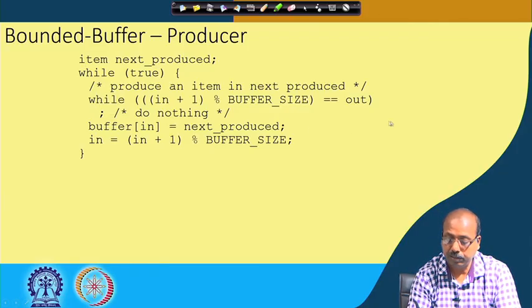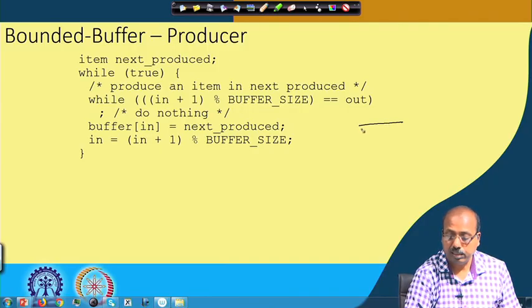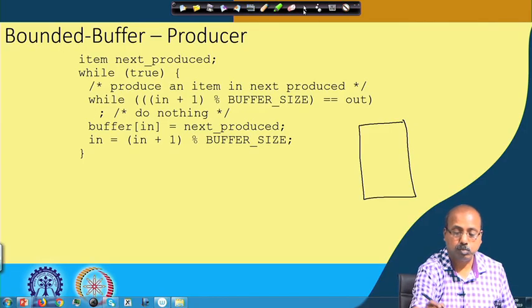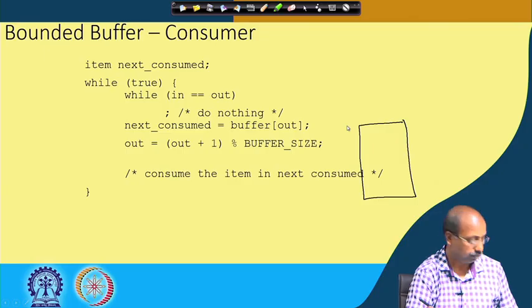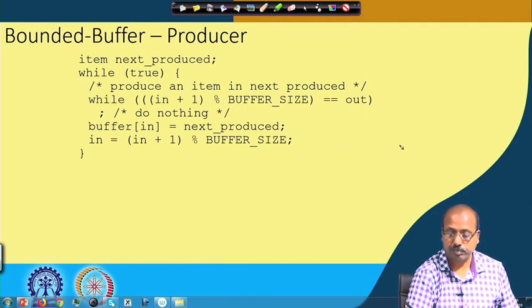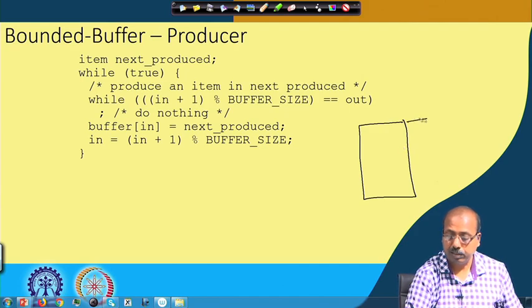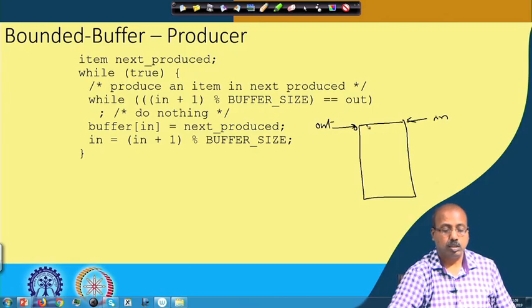So, I have got a buffer, and initially the input and output, both the indices, are made equal to 0. So this is the buffer, with the input pointer and output pointer, both equal to 0. This is location 0.